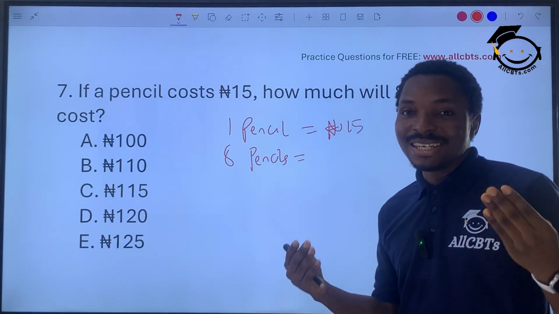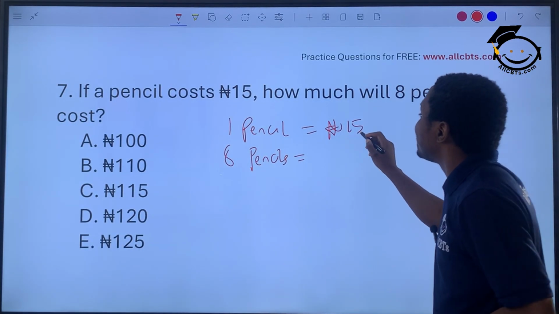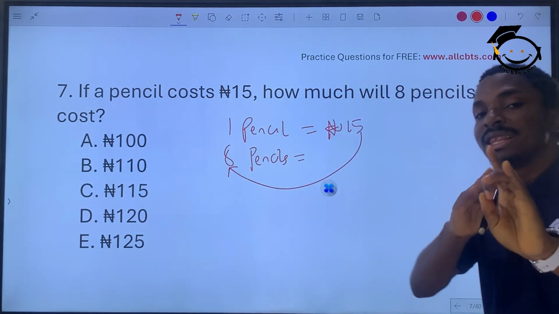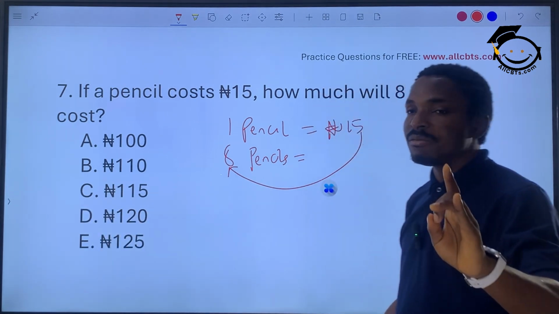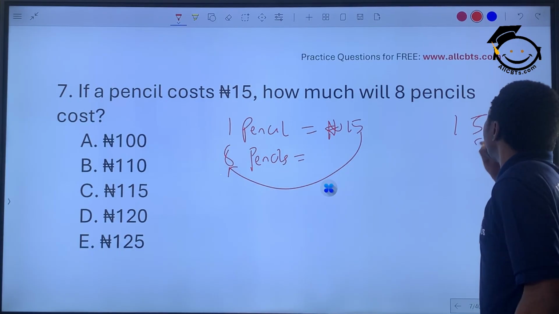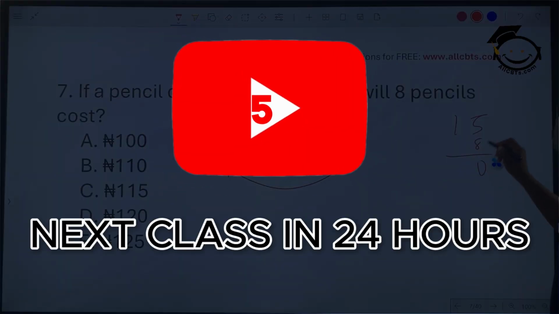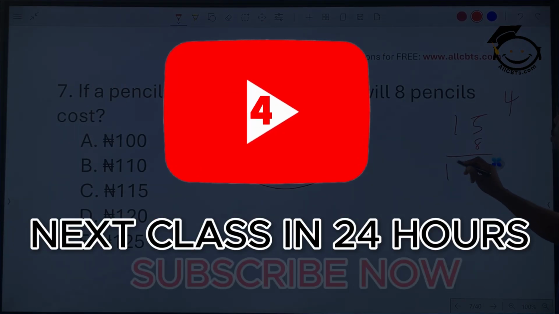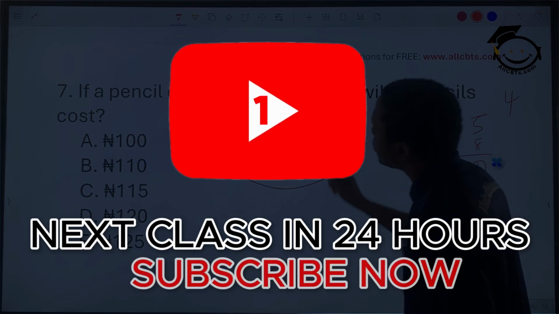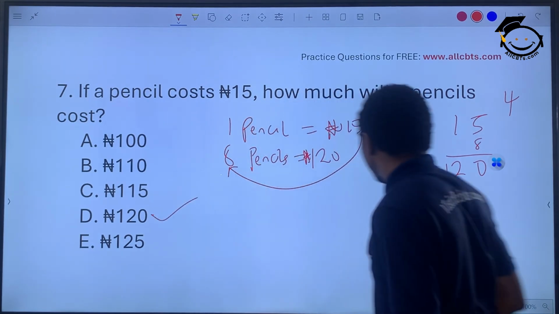But the simplest and the easiest way is just to say 15 times 8. The cost of one pencil multiplied by the number of pencils. And that will give you what? 15 times 8. Let's do that quickly. You have 0, 4, 120. So 8 pencils will cost 120 naira. Good. Question 8 now.